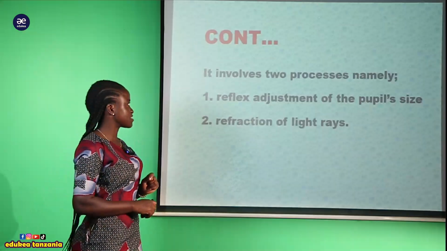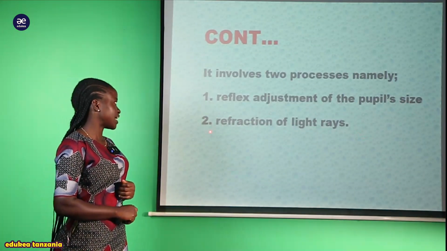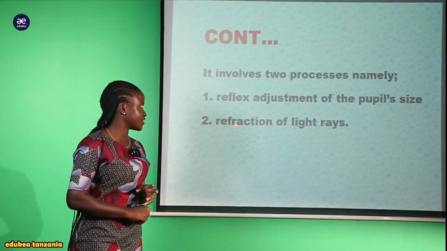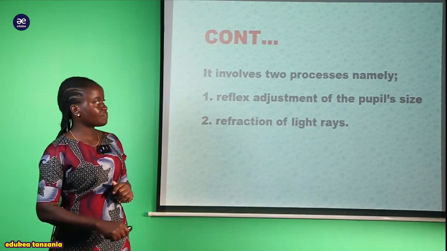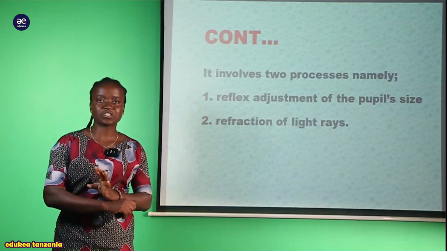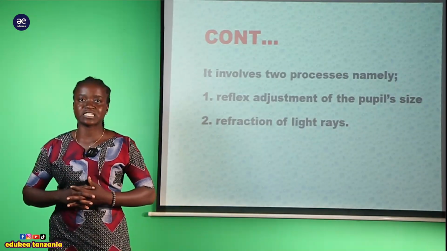But now you have to know that within eye accommodation we have two processes. The first process is called the reflex adjustment of the pupil size, and the second process is called the refraction of the light rays. So my student, these two processes of eye accommodation, we are going to begin them in the next session.